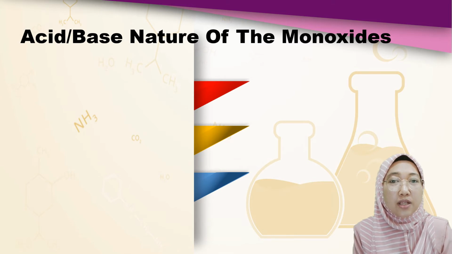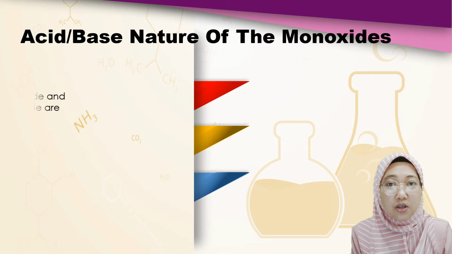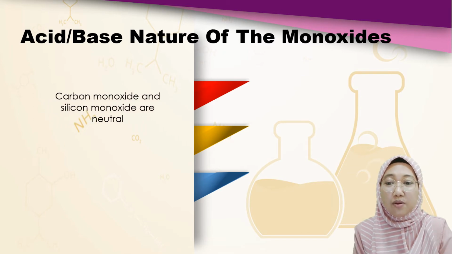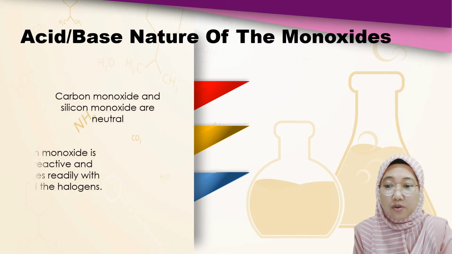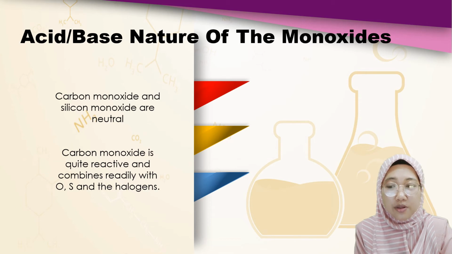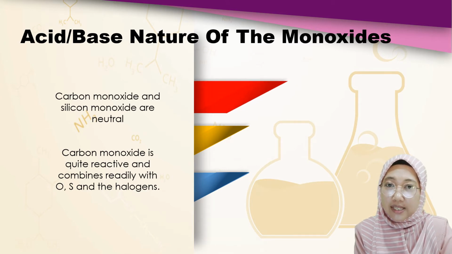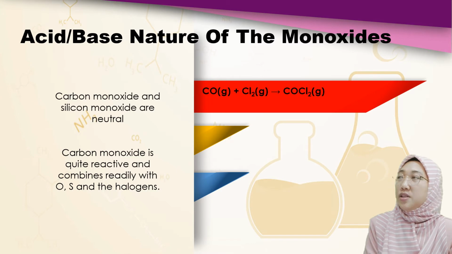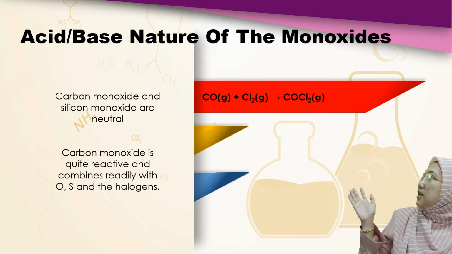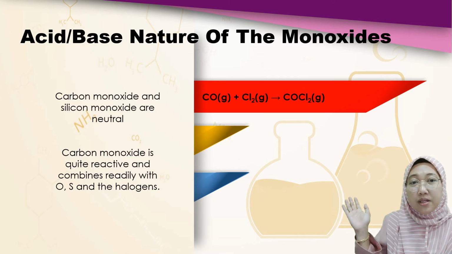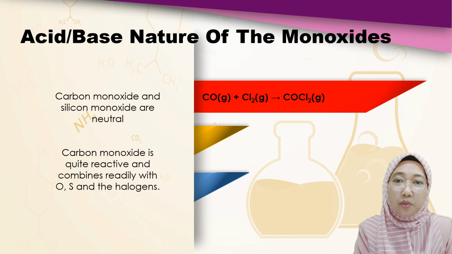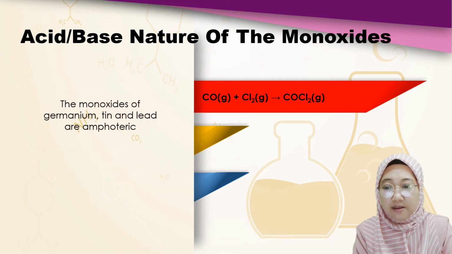Okay, dalam jadual yang awal tadi saya dah bagi acid-base nature of monoxide, di mana carbon monoxide and silicon monoxides are neutral. So carbon monoxide is quite reactive and combines readily with oxygen, sulfur and the halogens. Okay, ini chemical equation untuk carbon monoxide react with chlorine gas.